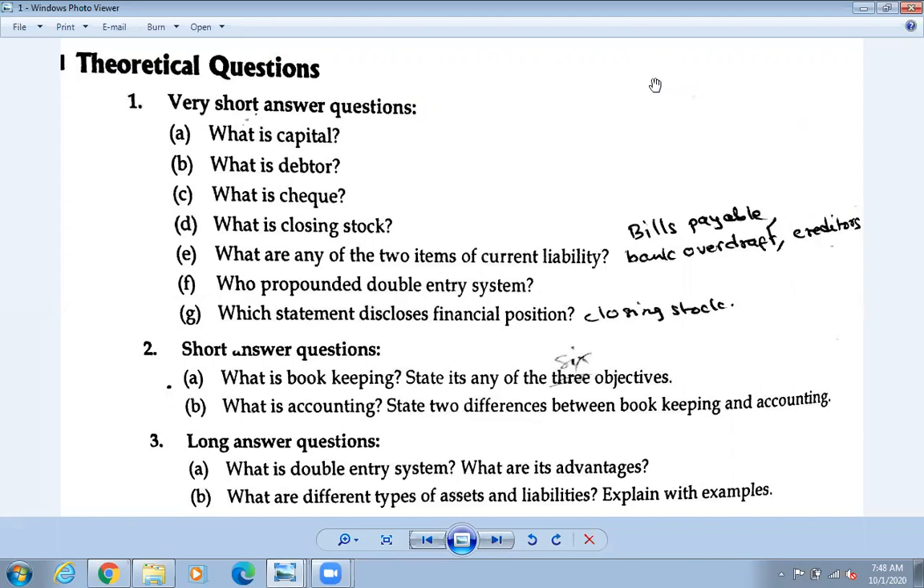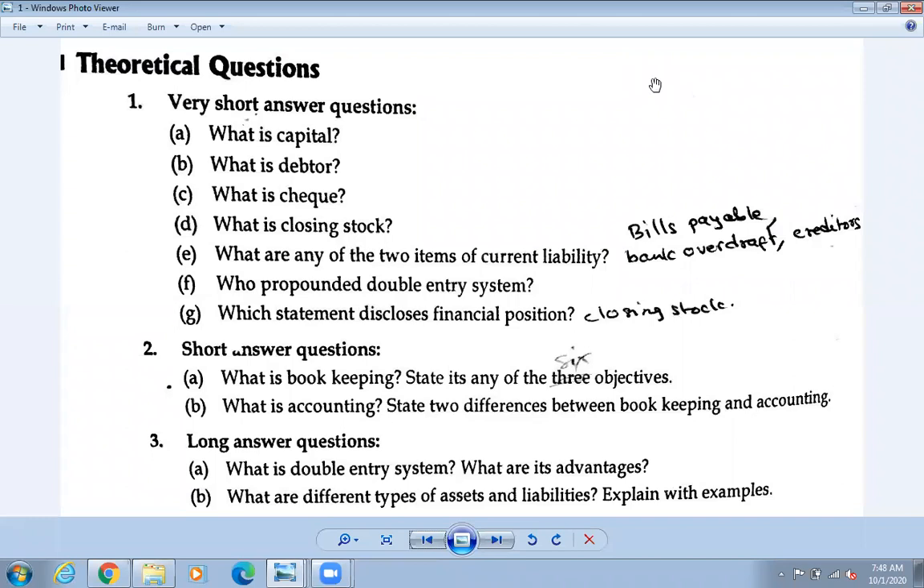Please turn to page number 8, all of you. Question number 1 we have done. 1A, 1B, 1C also we have done. What is check? What is closing stock? Also done. You have made the short notes, as I told you to. I think we have all done it. Most of the copies I have checked, and you have done well.